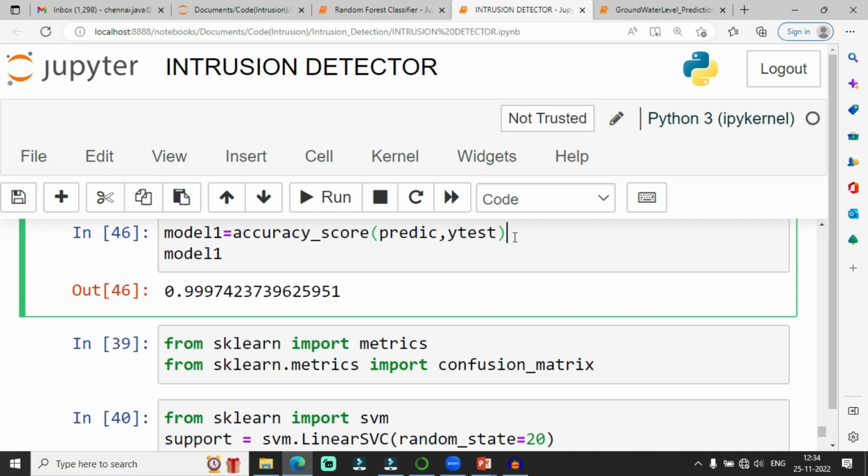With this, I am stopping this video. I hope I am clear with my topics. In this video, I discussed random forest classifier and intrusion detection models, how the intrusions are being predicted by employing this random forest classifier.